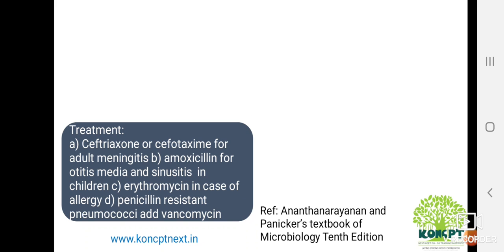Coming to the treatment, the drug of choice is beta-lactam antibiotic, usually ceftriaxone or cefotaxime for adult meningitis. In the case of penicillin resistance, you add vancomycin to the therapy. In milder diseases like otitis media and sinusitis, you add amoxicillin, erythromycin in case of patients who are allergic to penicillin.